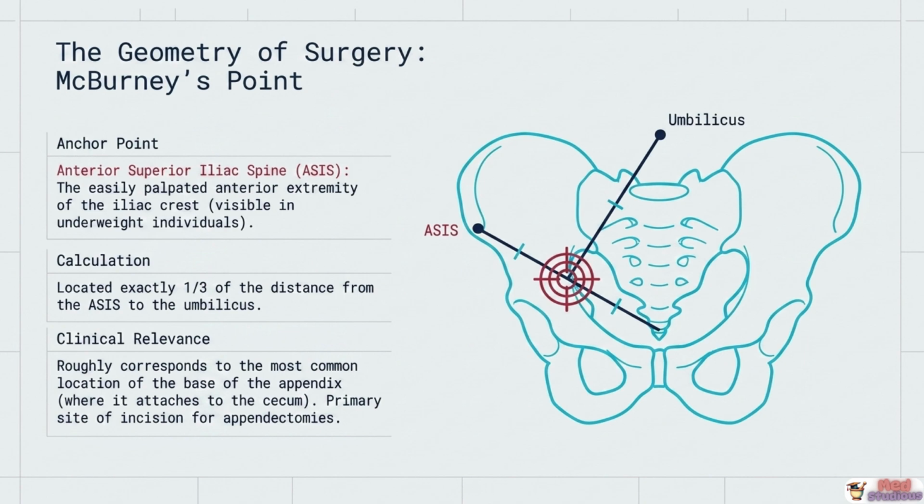McBurney's point is located exactly 1/3 of the distance from the ASIS toward the umbilicus. This point roughly corresponds to the most common location of the base of the appendix. Clinically, it is the primary site of maximal tenderness in appendicitis, a positive McBurney sign, and is the precise target for surgical incision during an open appendectomy. Every clinician must be able to locate this point instantly.